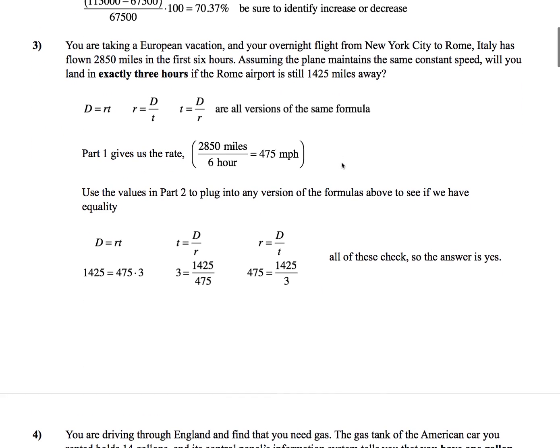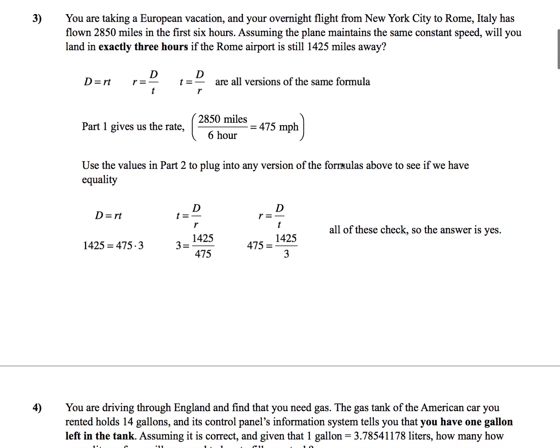Now in question 3, we are traveling. We're taking a European vacation. We're flying from New York City to Rome. The flight has flown 2,850 miles in the first 6 hours. And we are going to assume that the plane maintains the same constant speed, and we want to know, will you land in exactly 3 hours if the Rome airport is still 1,425 miles away?